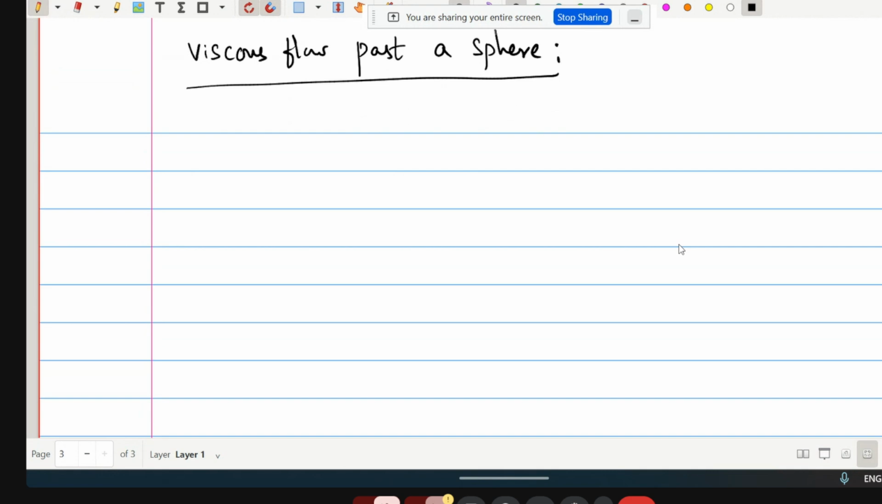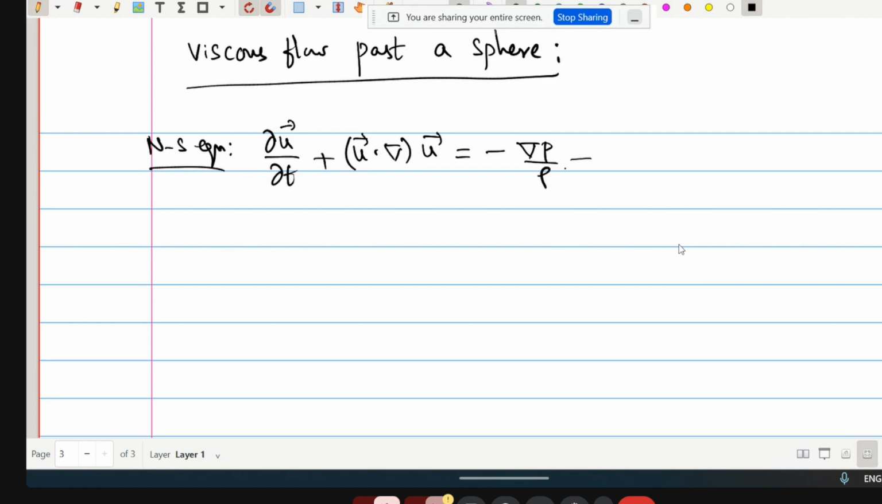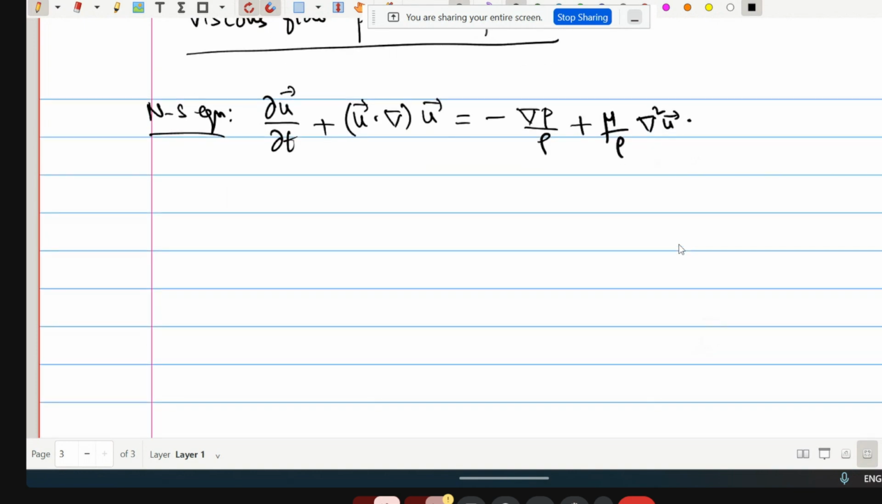So what is the Navier-Stokes equation? We non-dimensionalize this one first. ∂U/∂t plus U dot grad U equals minus grad P by rho plus mu by rho del square U. This is your Navier-Stokes equation, and this is the dimensional form.